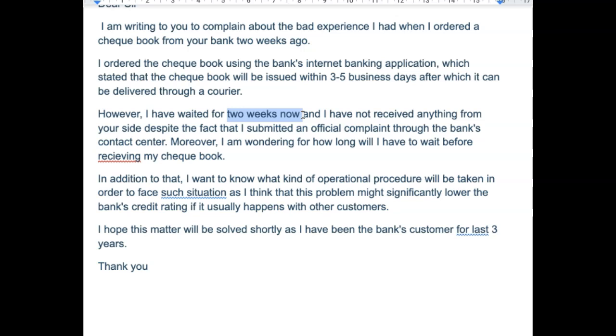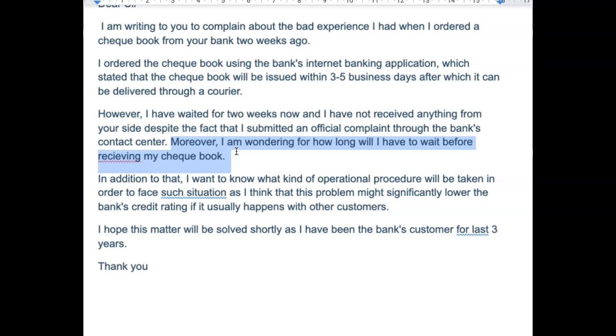Moreover, I'm wondering for how long I will have to wait before receiving my checkbook. So we've already got this construction. Okay. What other grammatical structures could we incorporate? Yeah. Moreover, I'm wondering for how long it will be until I receive my checkbook, or until receiving my checkbook.